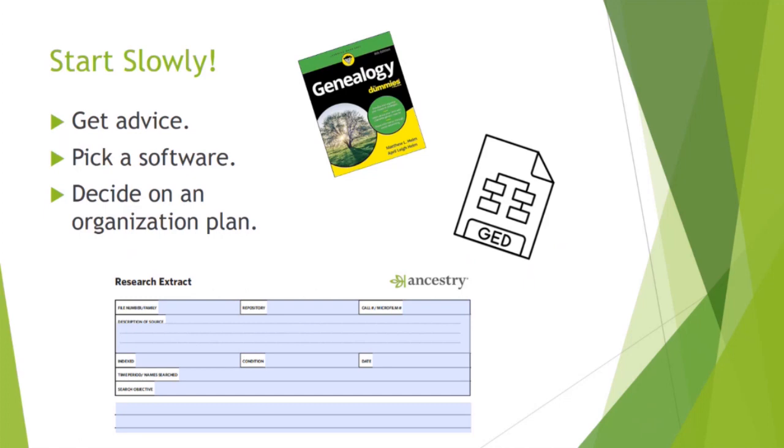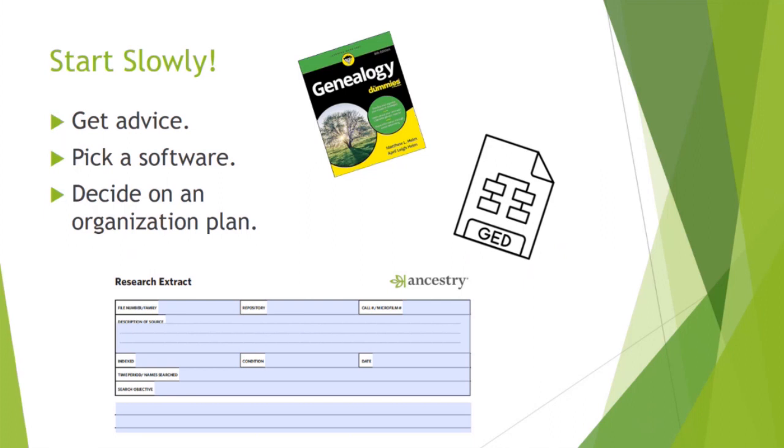Decide on a software program or online program to record your research. You want to decide carefully because you'll be using it for years. You also want to make sure that you choose a software that can export to a GED file, which is a special family tree file that is compatible with lots of different products out there. So for example, Ancestry.com, you can download a GED file.